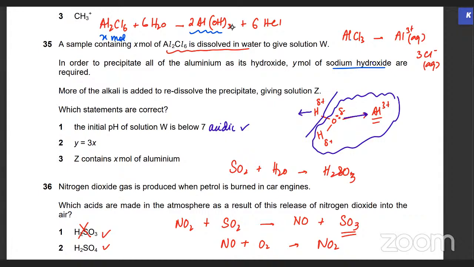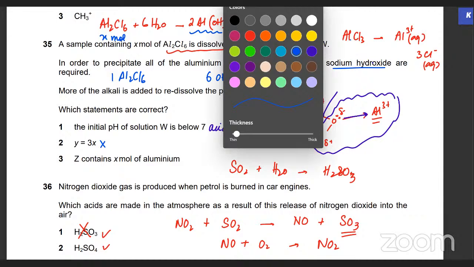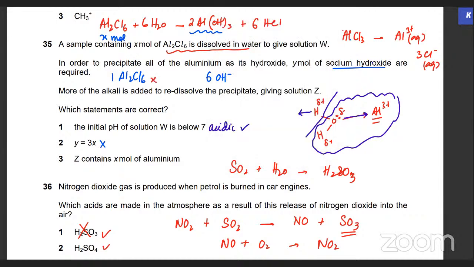So 1 Al2Cl6 would require how many OH ions? It's going to require 6 OH ions. 6 OH ions would be needed. So if you're adding NaOH, then the OH ions will come from that. So if there's X moles, what's the ratio? There's going to be 6X moles of OH ions. So this one is going to be incorrect, that if there are X moles, then the moles of OH ions needed would be 6X.